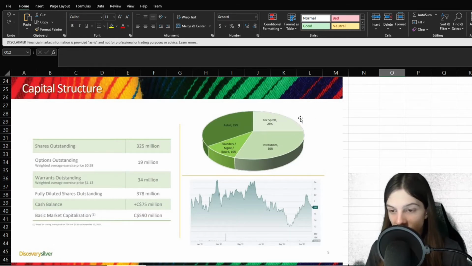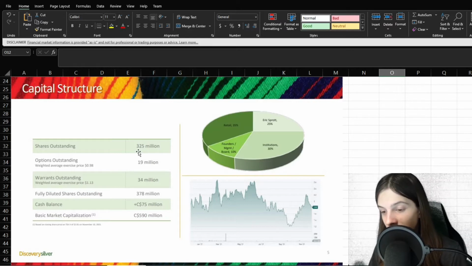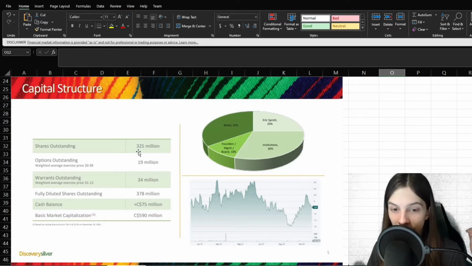And now that we're at the PEA stage, I can actually value it. And even when we go down here just to the capital structure itself, it's not too bad. 325 million shares outstanding is definitely a bit high for my liking, but compared to their market cap being about $500 million, that's not horrendous, and they don't have a whole bunch of warrants and options outstanding, so we don't have to worry about that kind of thing too much.